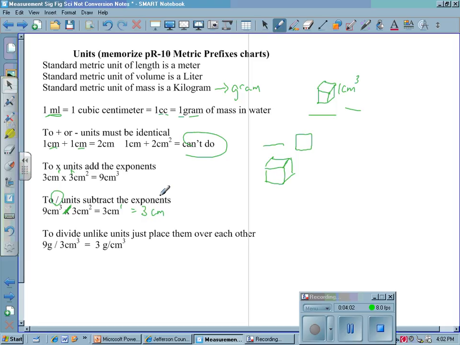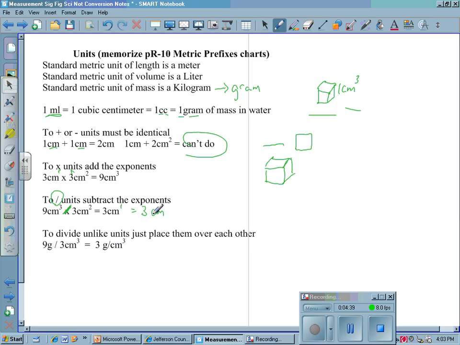Now, what if you had to divide unlike units? Like up here, when you add or subtract, they had to be identical. Well, you can divide unlike units all you want. So if I had 9 grams divided by 3 cubic centimeters, this is actually how we get density, mass divided by volume. 9 divided by 3 will give you 3. And then all you do is put the units over top of each other. So since the units are unlike, grams, you bring the slash down, which means divide by cubic centimeters. So the way you would read this is 3 grams per cubic centimeter.